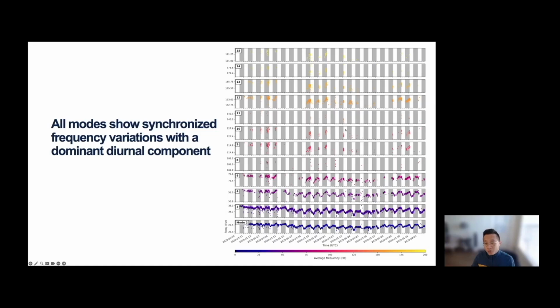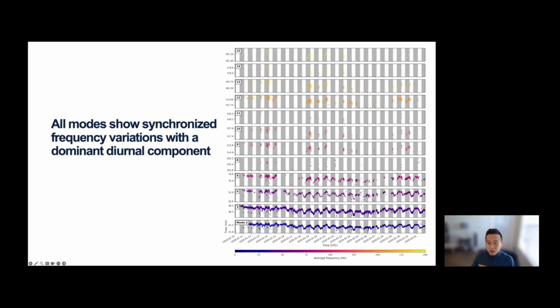And remember, we have 12 observed modes, so we can extract the frequency of each mode for the 21-day period of the geophone observation and plot it as a function of time. And here I'm showing all of them, with the color meaning the average frequency of each mode. The vertical white and gray bars mark day and night, so that you can more clearly see the diurnal frequency variation. And here you clearly see that all the modes show a completely synchronized frequency variation.